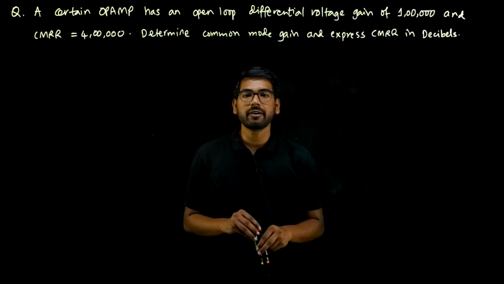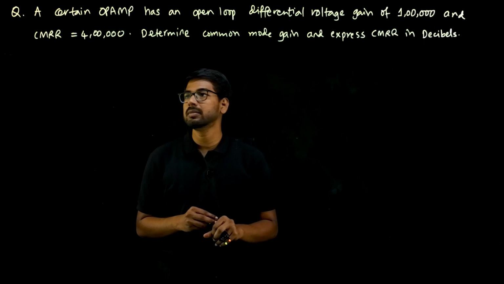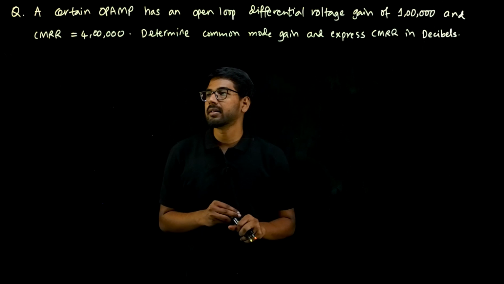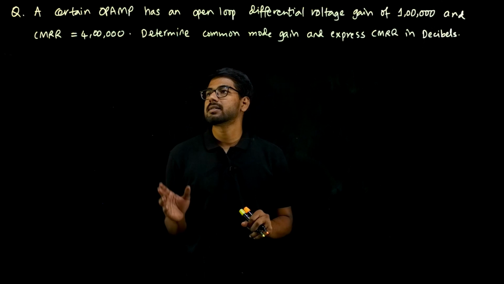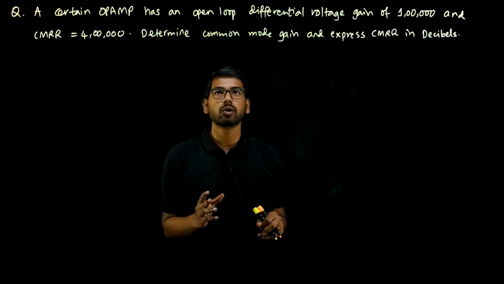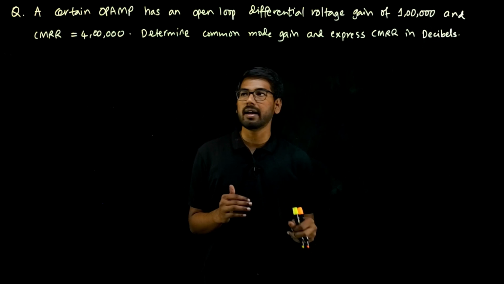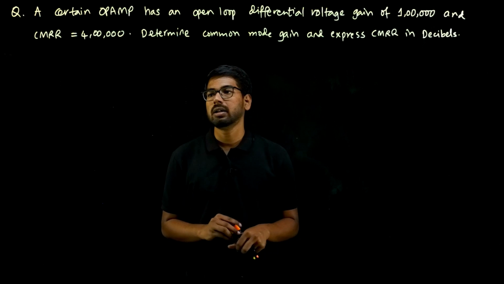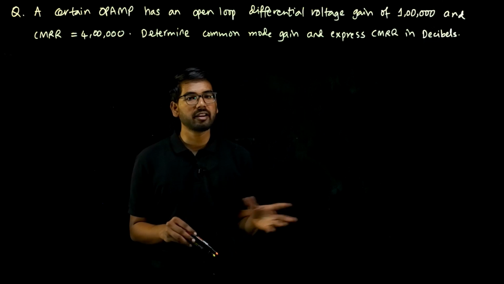Hey guys, I'm back with another question from the 2020 September exam, from the basic electronics exam. The question is: a certain OPAMP has an open loop differential voltage gain of 1 lakh and a CMRR of 4 lakh. Determine the common mode voltage gain and express CMRR in decibels.